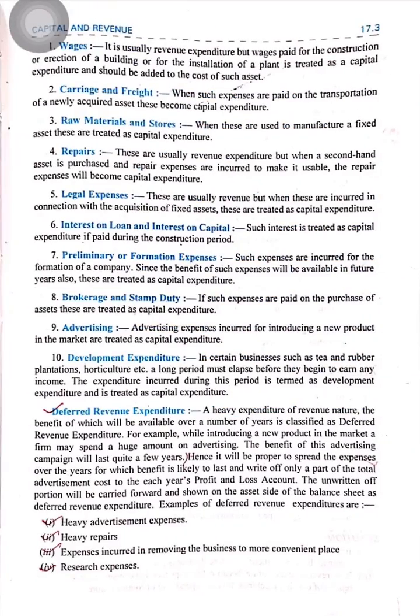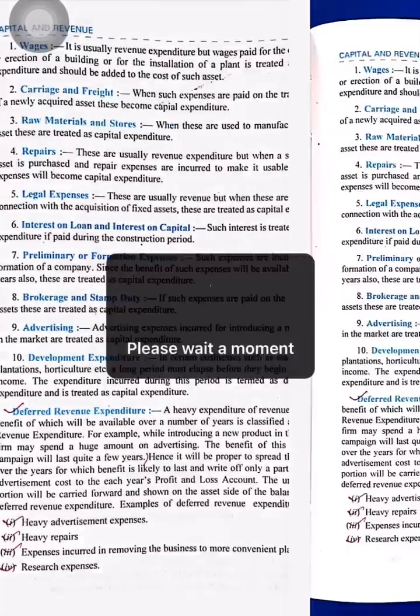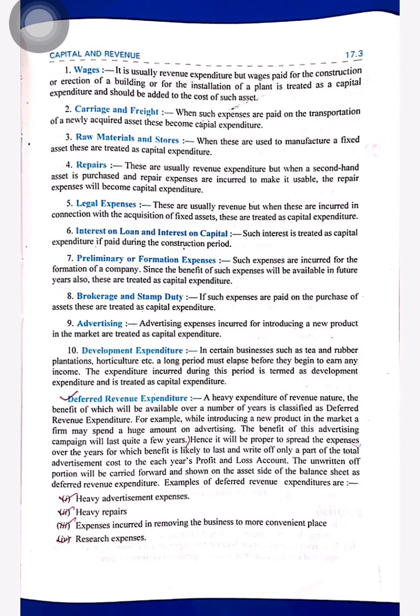Now there are some examples of revenue expenditure: wages, carriage, raw materials, repair, legal charges, interest, preliminary expenses, brokerage, advertisement, development expenditure. These expenditures are of recurring nature, so they all are revenue expenditures.